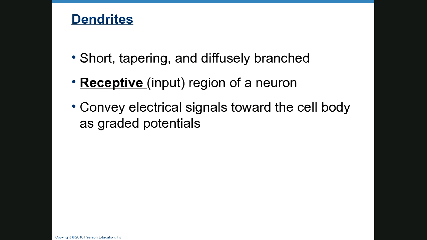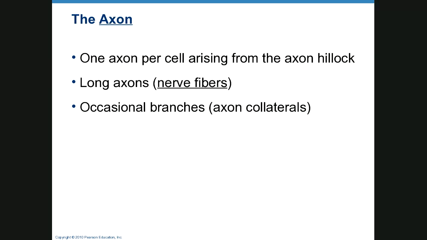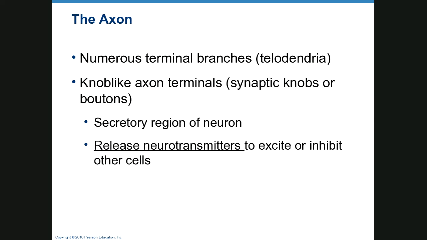Okay, dendrites are your receivers. They tend to be shorter. They convey signals towards the cell body. The axon may be short if it's close to another nerve cell it's trying to communicate with, like in your brain, or they may be very long. You could have one axon that goes from your spinal cord to your big toe, very long. They may branch off. We call these axon collaterals.